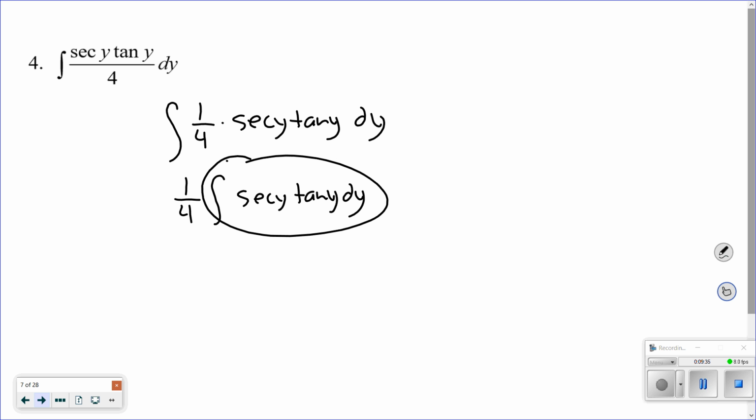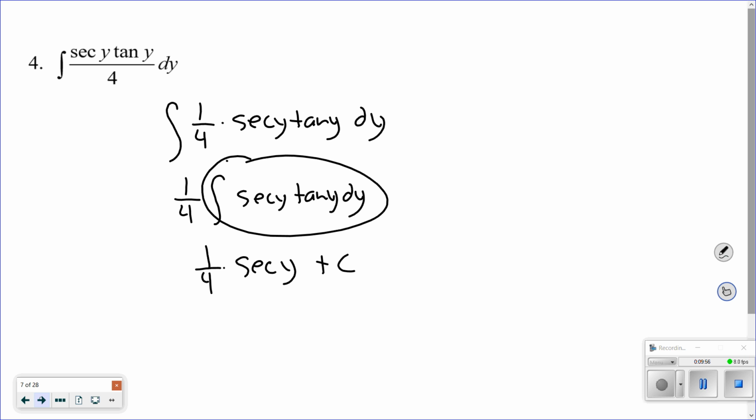Well, what do I take the derivative of that gives me secant of y tangent of y? That's the secant. So when I integrate that, it becomes 1/4 times the secant of y. And don't forget the plus c on the end there.